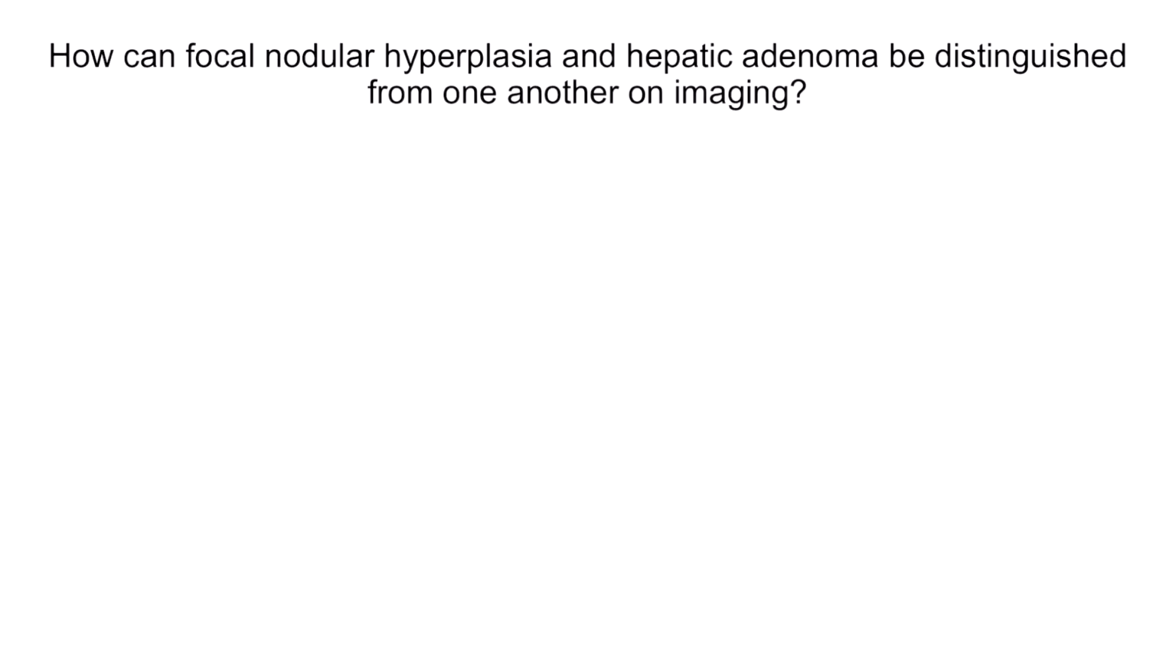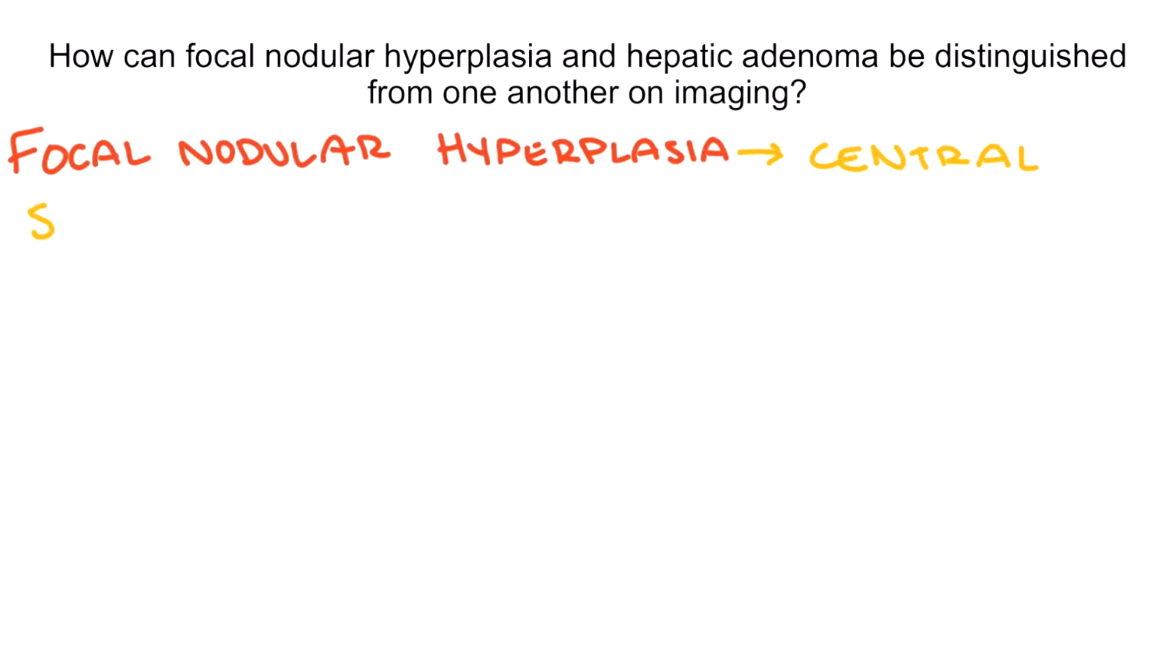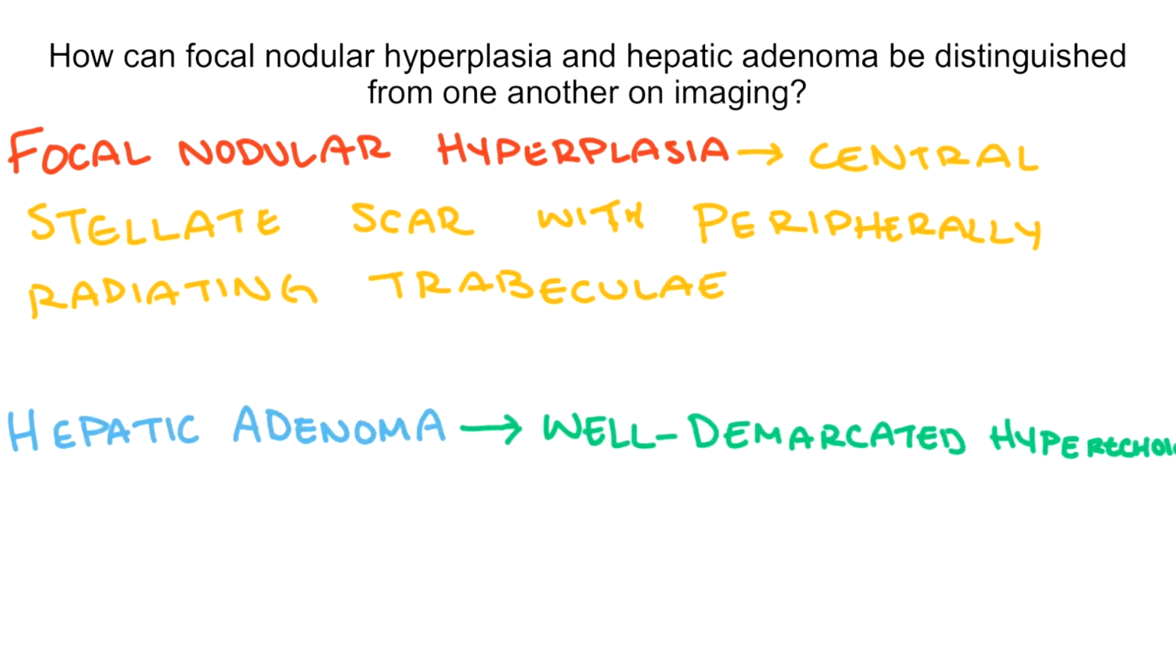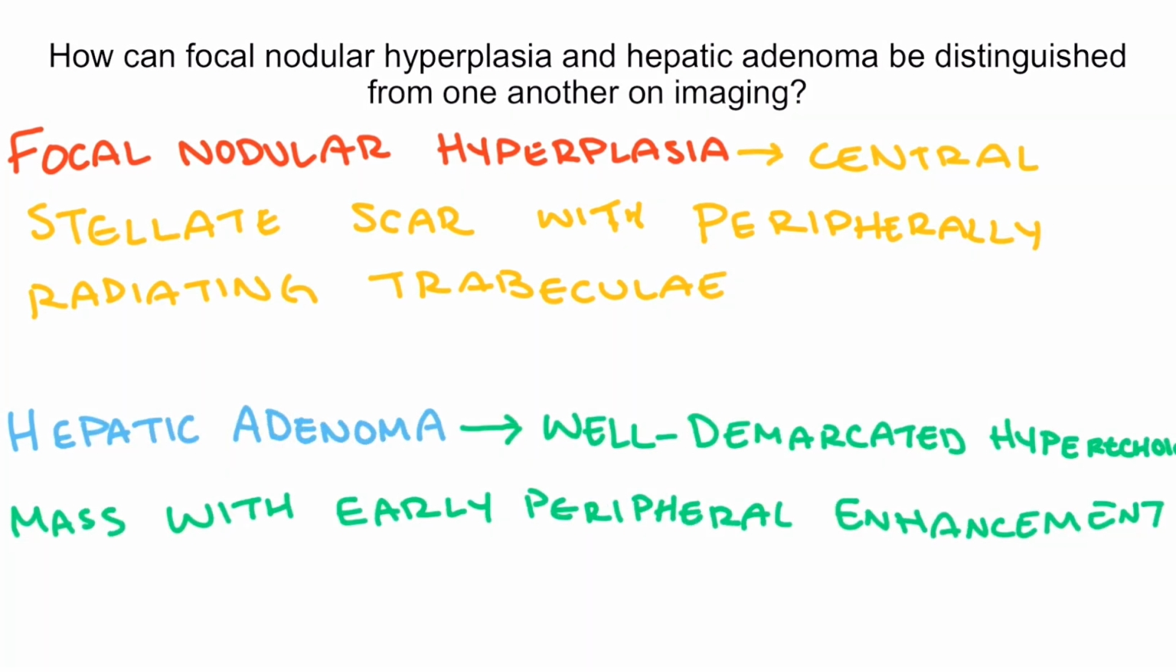How can focal nodular hyperplasia and hepatic adenoma be distinguished from one another on imaging? In focal nodular hyperplasia, a CT scan typically reveals a central stellate scar with peripheral radiating trabeculae. In contrast, the CT scan of hepatic adenoma shows a well-demarcated hyperechoic mass with early peripheral enhancement.